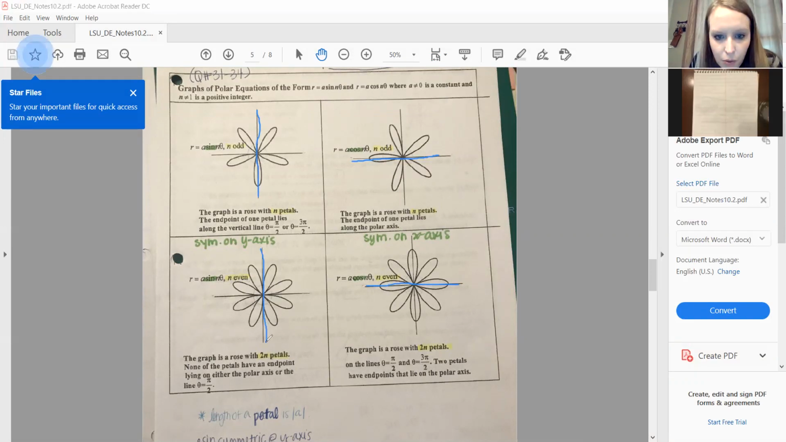If n is odd, the flower is going to have that many petals. Like right here, this number is 5 because there are 5 petals for both of these, no matter if it's sine or cosine. If it's even, it's going to have double the petals. So this one has 8, and this number right here is actually a 4. So if it's even, multiply it by 2, and that's the number of petals. If it's odd, it's that number of petals.